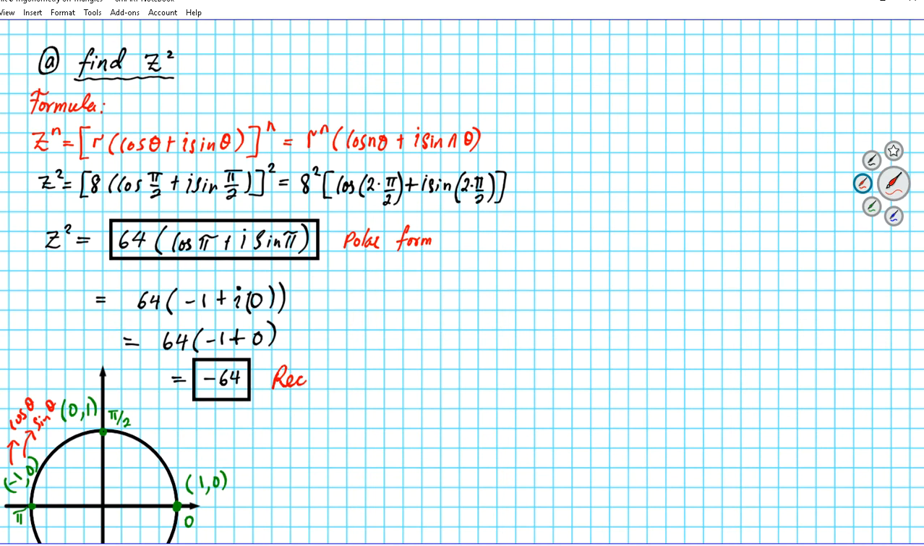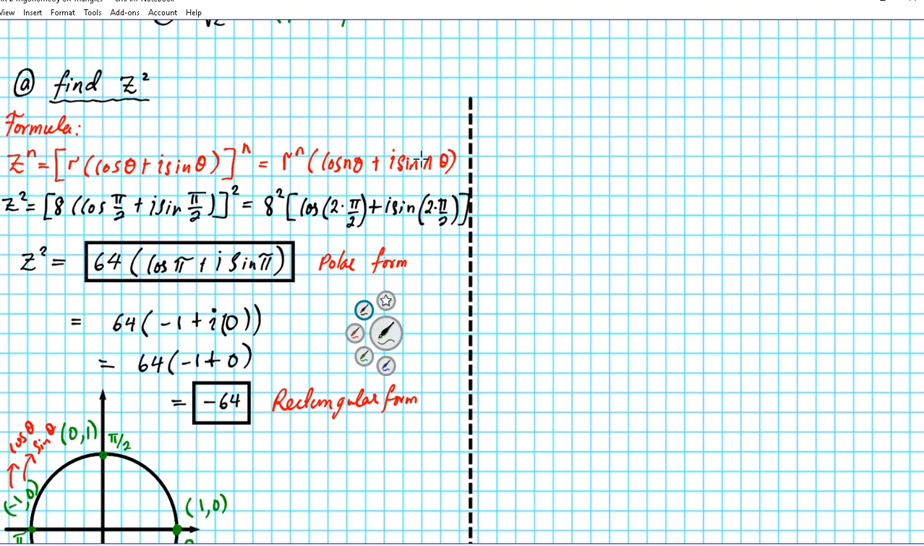Okay. All right, now let's advance to the B part. For the B part, we're going to be looking for the third root of z. So we want to find z to the third. I'm sorry, we're looking for the third root of z. Let's write that down. So the third root of z.